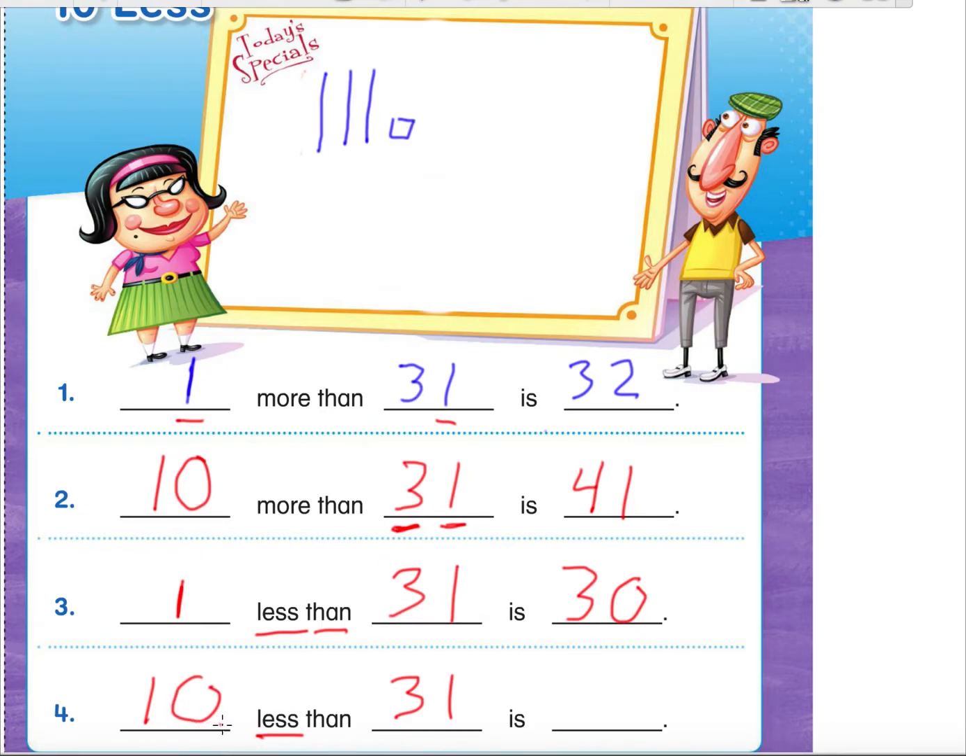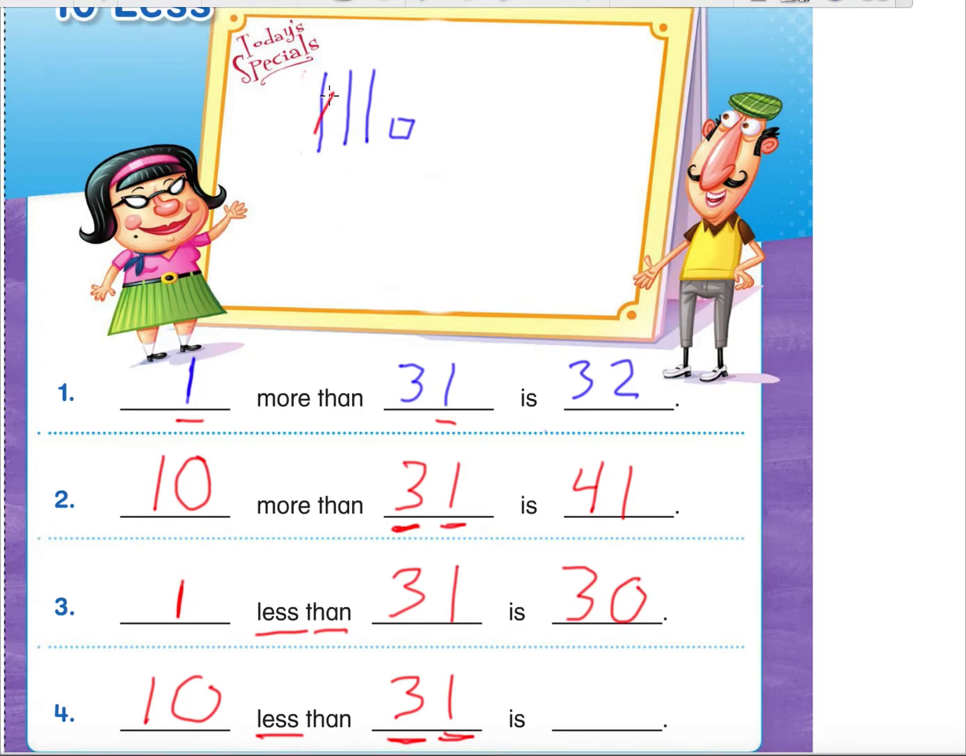So if we have 10 less than 31, what number is going to change? Is it going to be the 3 in the tens house or the 1 in the ones house? Let's see. Let's use this picture to help us out. If we want 10 less, are we going to change this 1 block or a 10 rod? Well, we're actually going to take out this 10 rod right here.